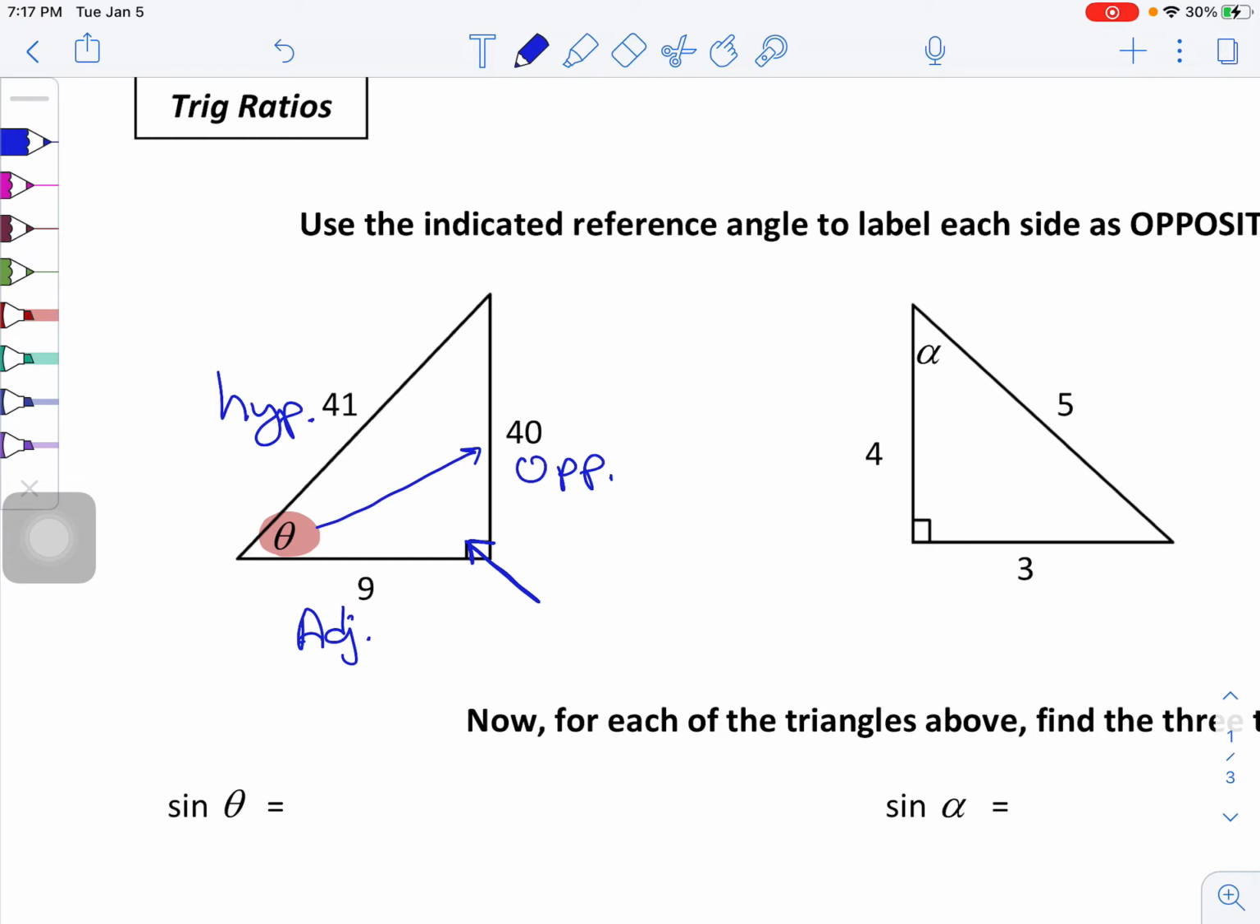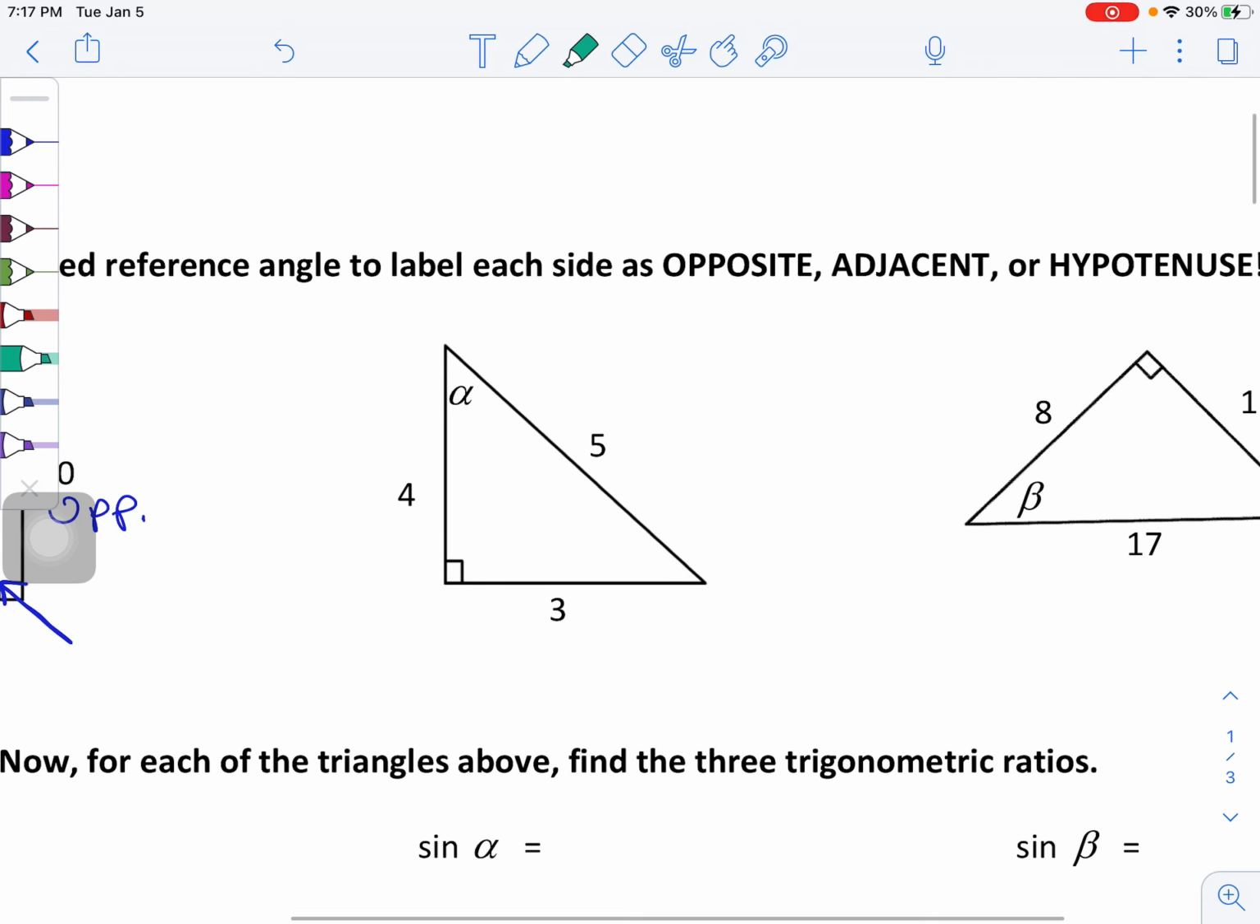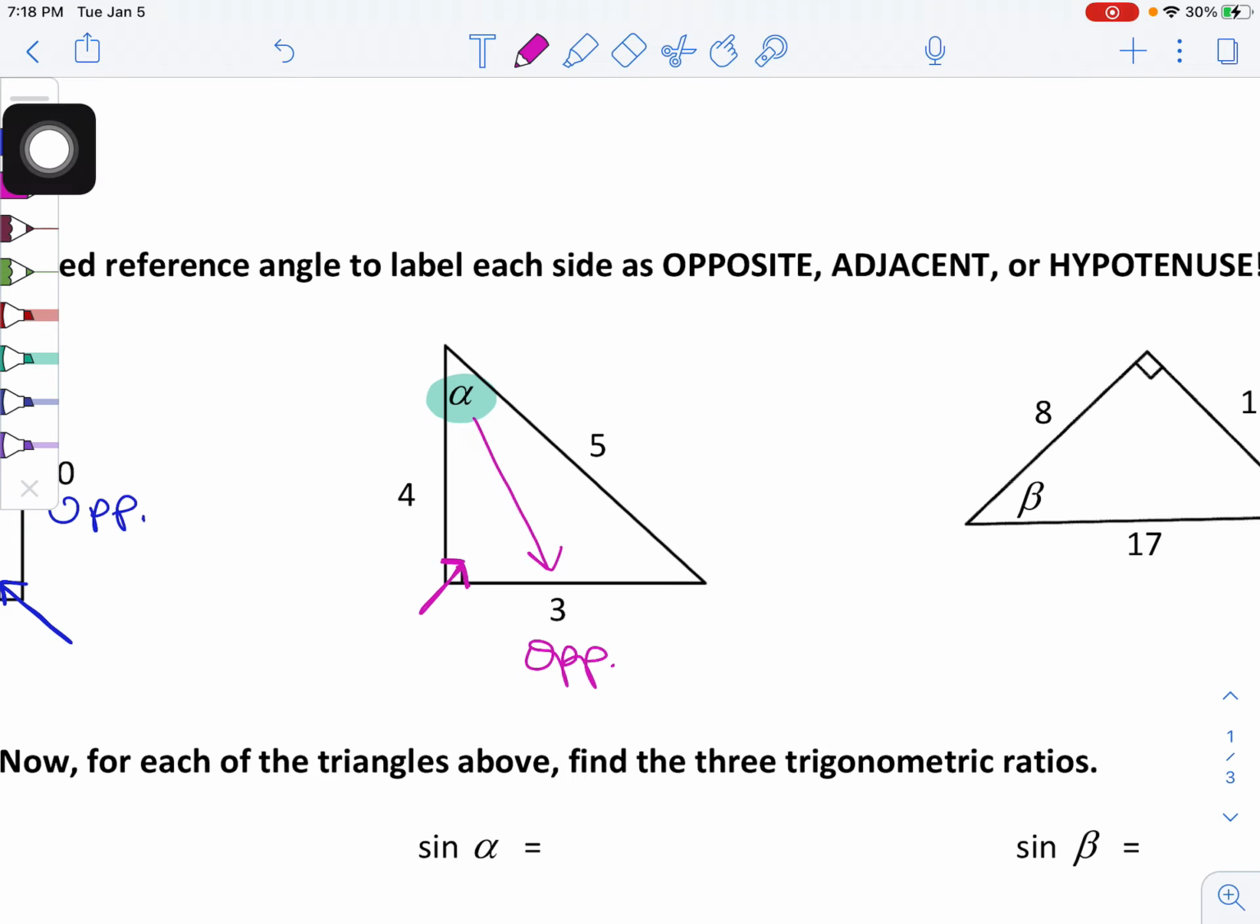Okay, so let's move on, do the same thing for the next little triangle here. Our reference angle is the alpha right here. If we go across from alpha, this is opposite. If we look at the right angle here, this right angle is pointing across the triangle to the side of 5 here, which is your hypotenuse. And that leaves us with adjacent. Adjacent just means next to. So you could also say, this is the side that's next to the reference angle that's not the hypotenuse. So lots of ways to do this.